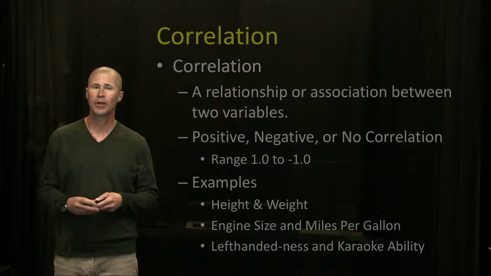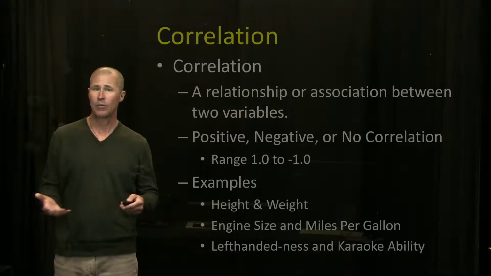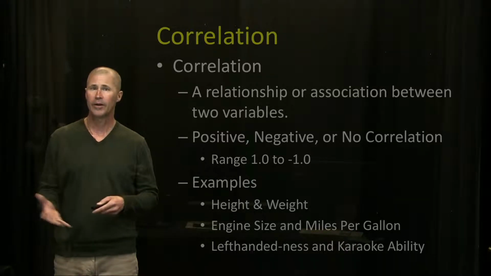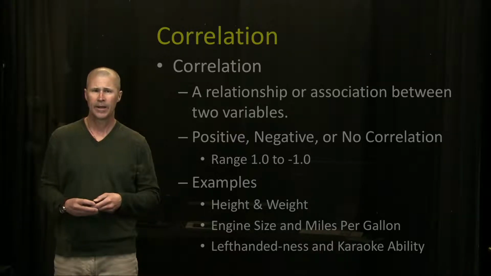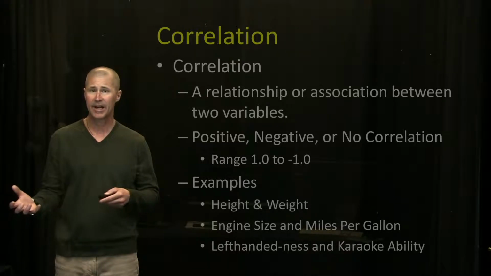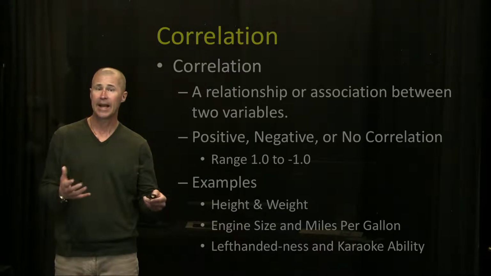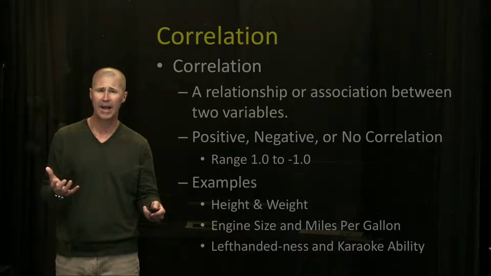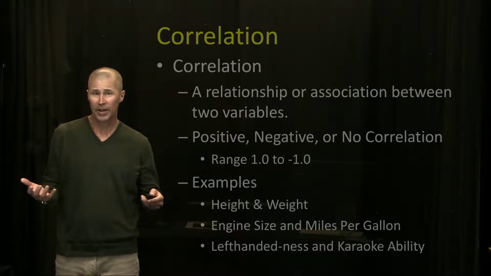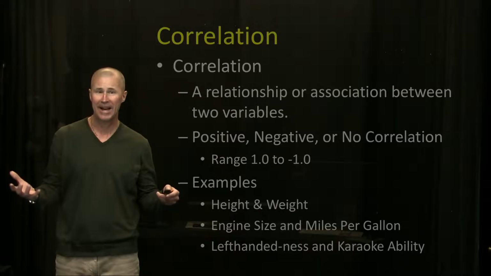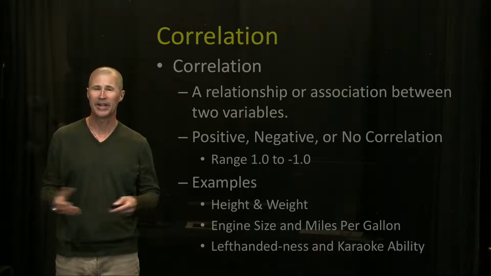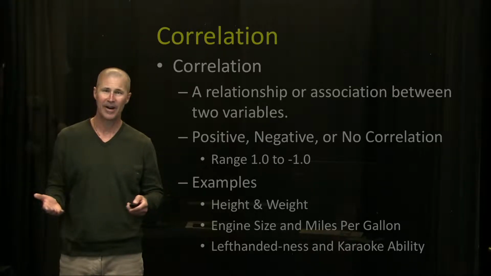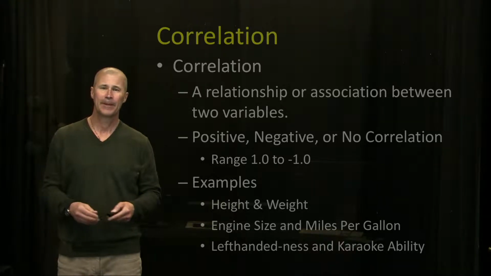So some examples of correlation could be height and weight. The taller people are, the more they tend to weigh. We could look at engine size and miles per gallon, and this would be a negative correlation. The bigger your engine, probably the lower your miles per gallon. And then no correlation, maybe something like being left-handed and your karaoke ability. I don't know if there's any relationship there. I don't anticipate there would be.